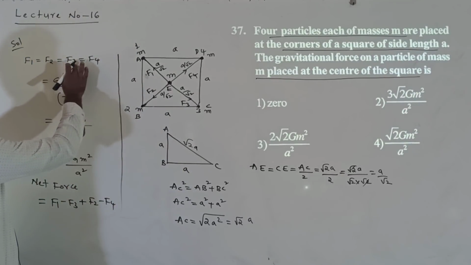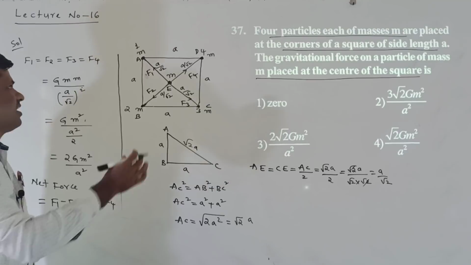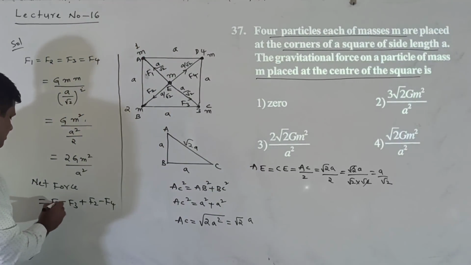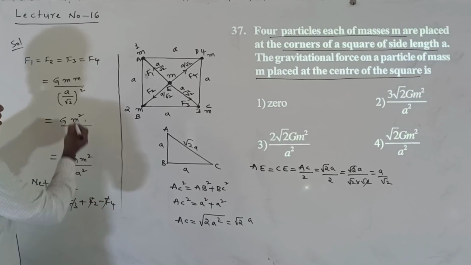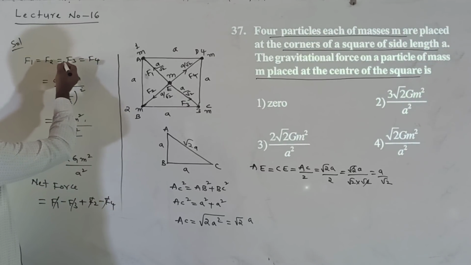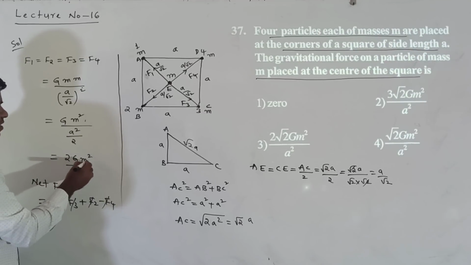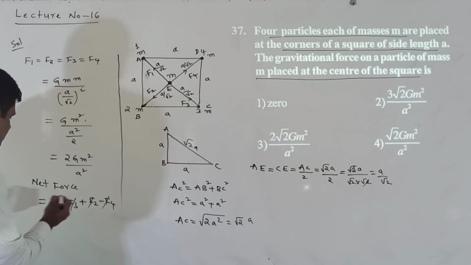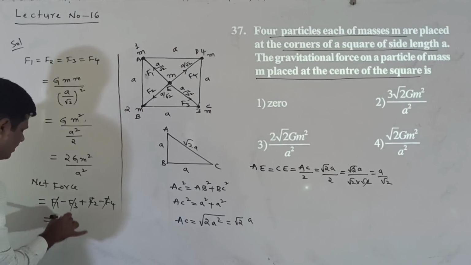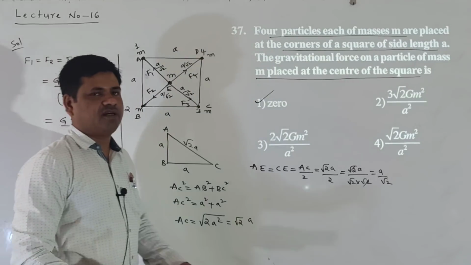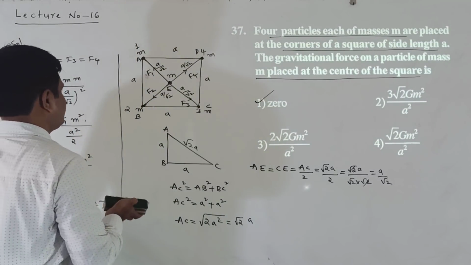But these forces are all equal. F1 equal to F2 equal to F3 equal to F4, because masses are equal and the distance between them is equal. So what will happen here? These forces are cancelled, because they are all equal. F1 equal to F2 equal to F3 equal to F4 equal to 2Gm square by a square. So all are cancelled, means the net force is 0. So which option is correct here? First option is correct. Right?